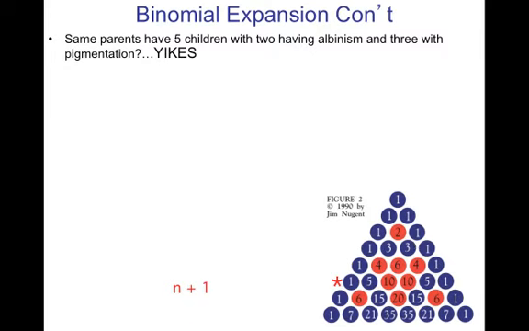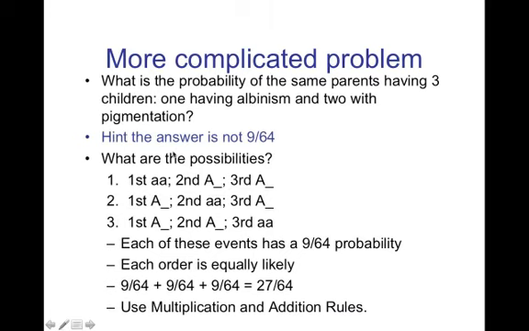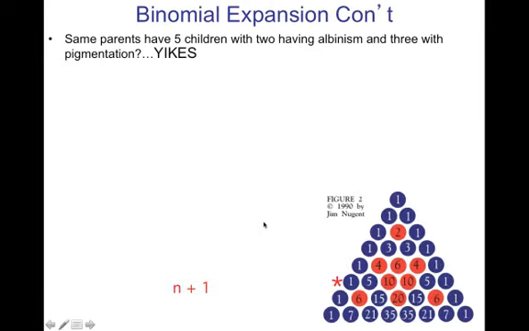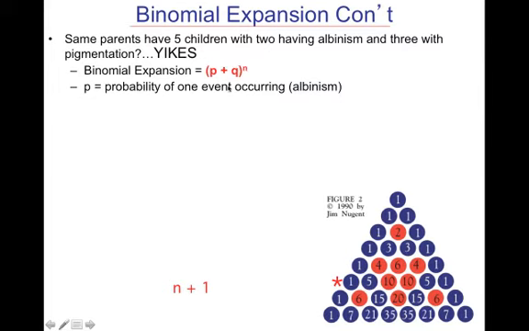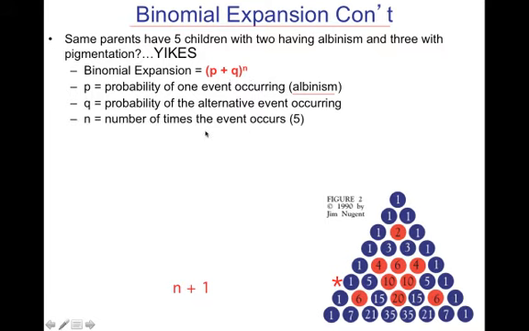So this is a little bit more complicated. You can try, like we did on this slide here, to figure out all the different possibilities that this could occur, or you could use our good friend, binomial expansion. Binomial expansion is p plus q raised to the n. In this, p is the probability of one event occurring. Let's say, for the sake of argument, that p is the probability that albinism will occur, and q is the probability that the other event will occur, which in this case is not having albinism.